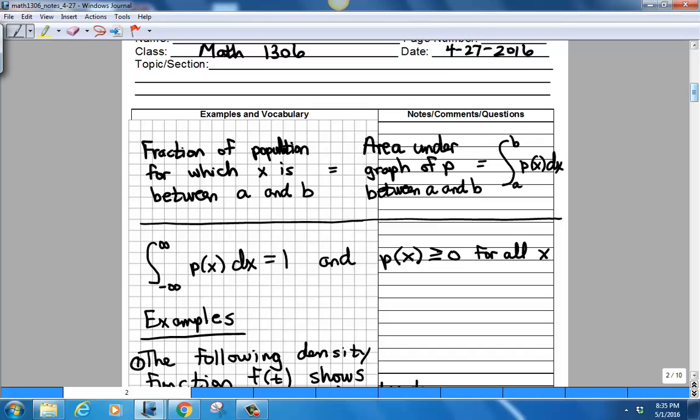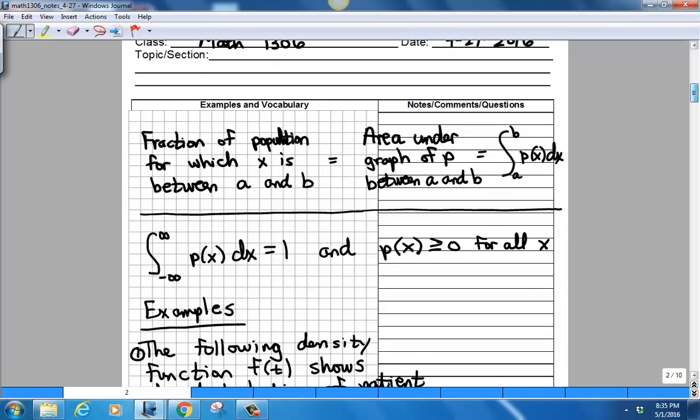So let me give you an example of a density function. Actually, we're going to look at several examples of density functions. And then we're going to look at one of our extra credit problems that I gave you on the extra credit handout sheet, and we'll look at that a little bit more closely so you can get a better idea of how to do those extra credit problems because they involve density functions.